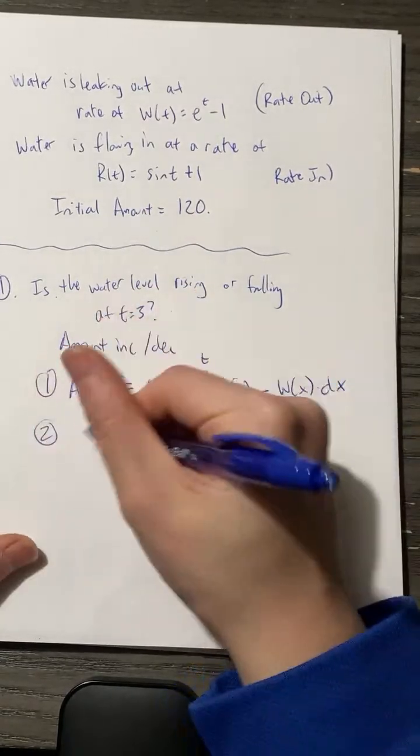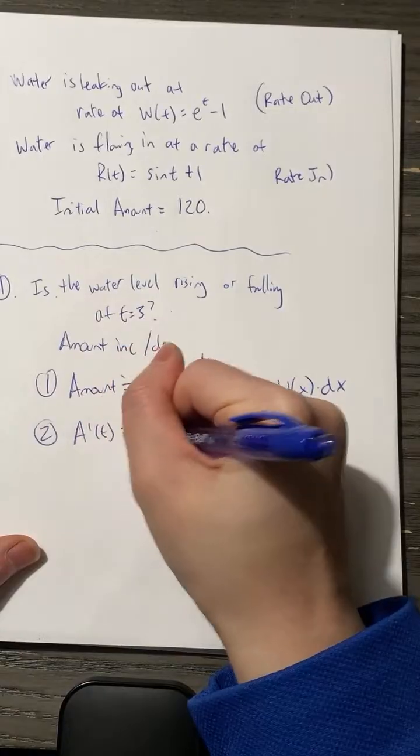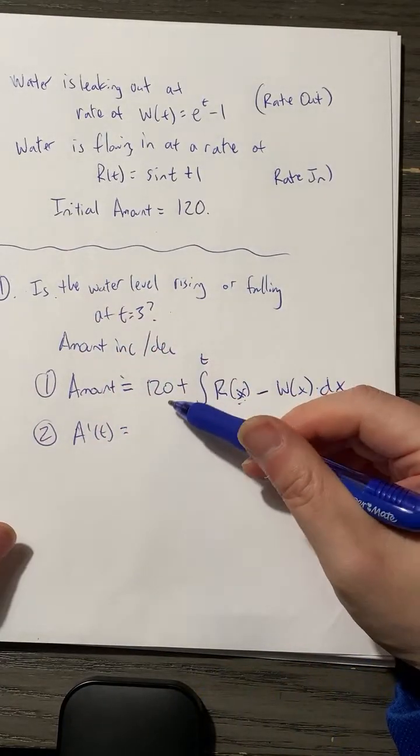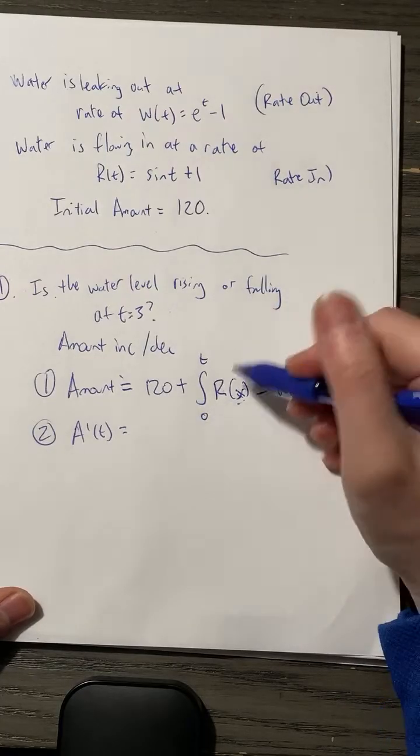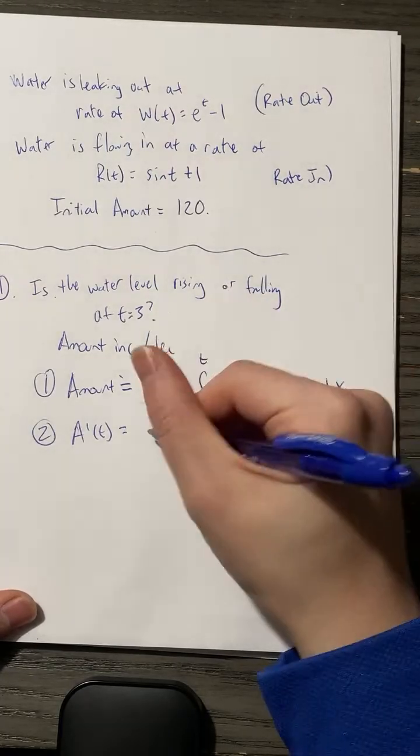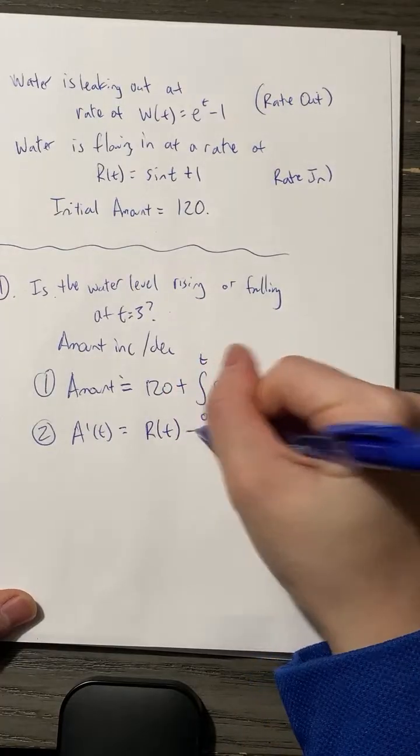So what's the derivative of the amount formula? Well, let's take the derivative carefully. What's the derivative of 120? That's 0. What's the derivative of an integral? That's the fundamental theorem of calculus again. All you do is plug in your t. So notice we'll get rate in minus rate out.